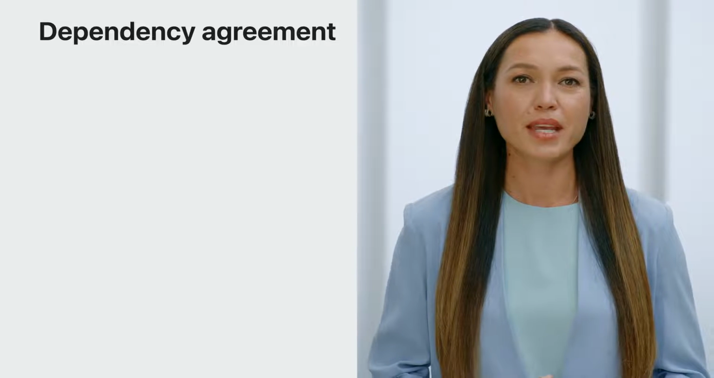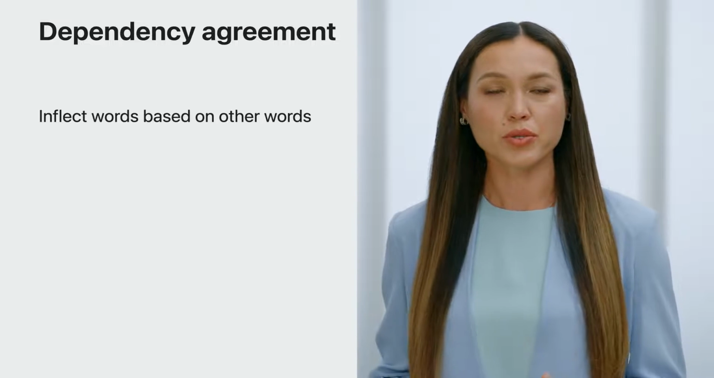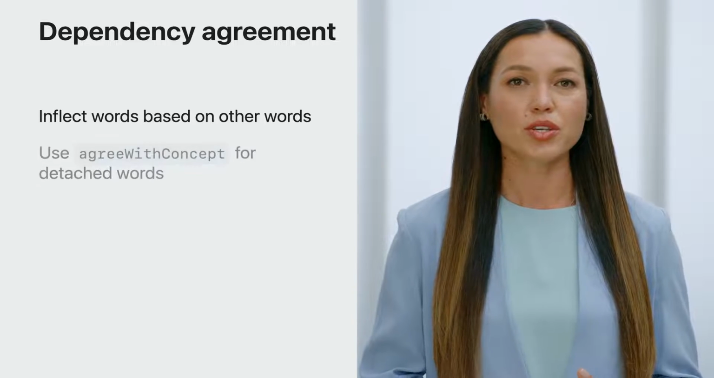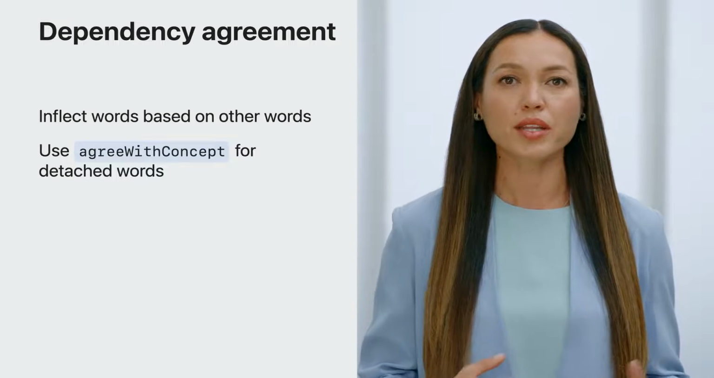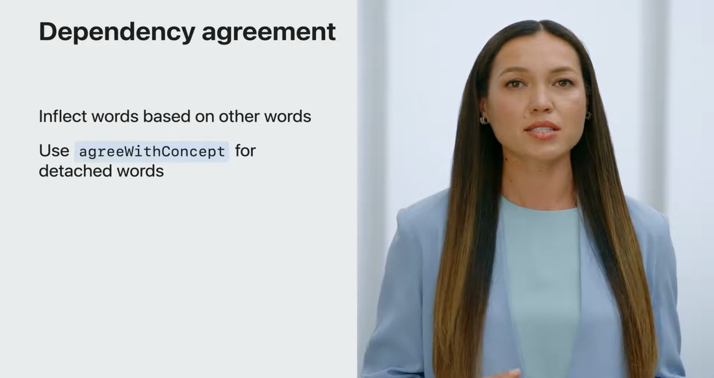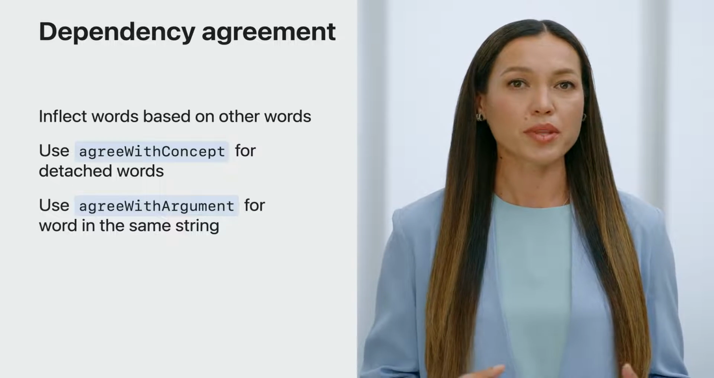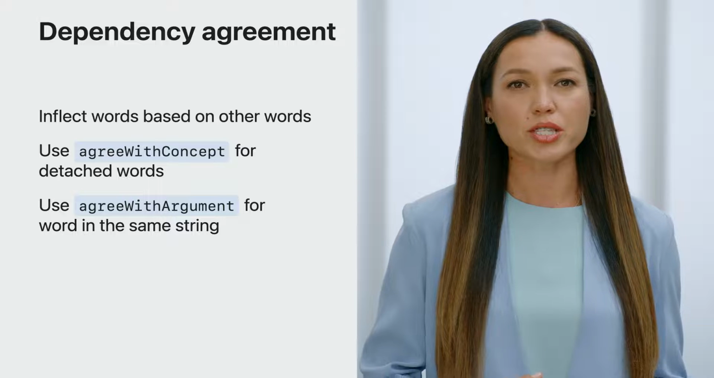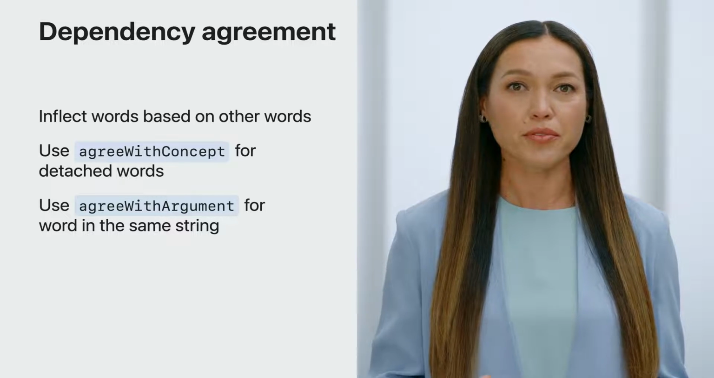To recap, dependency agreement makes it possible to change words based on other words they depend on. Use agree with concept attribute when you want a word to agree with another word or phrase that does not exist within the same sentence. Use agree with argument attribute for situations where you want a word to agree with another word or phrase, and both of them are in the same string. Now let's talk about new APIs for inclusive language.